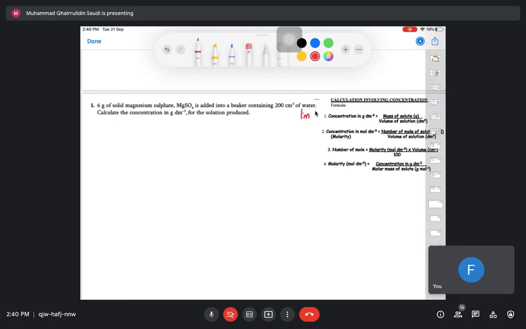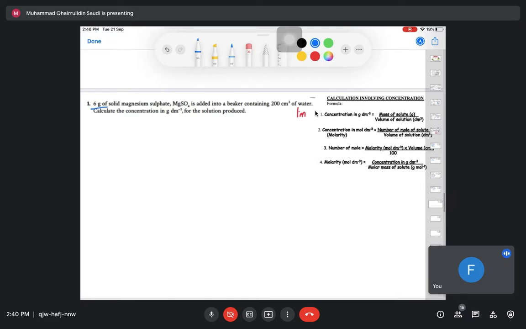Okay. Question number 1. 6 gram of solid magnesium sulfate is added dalam 200 cm cube of water. Calculate concentration in gram per dm cube. Number 1. Saya laju. Mass of solute 6 gram divided by 200 cm cube per 1000 to change it to decimeter cube. Then we will have 30 gram per dm cube. 1 mark.